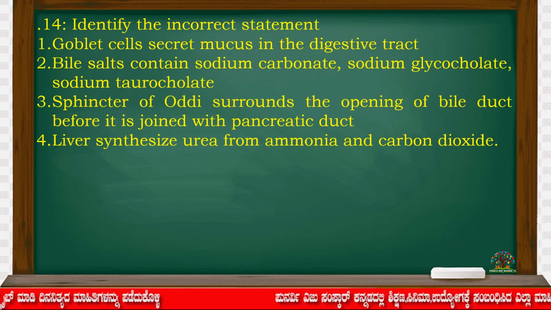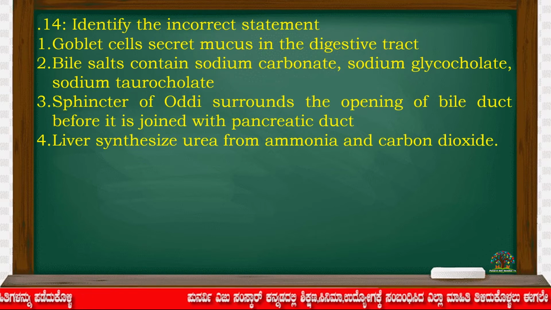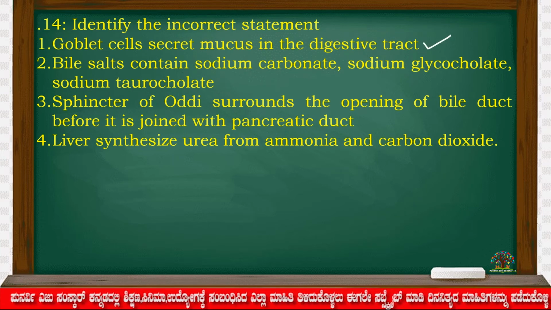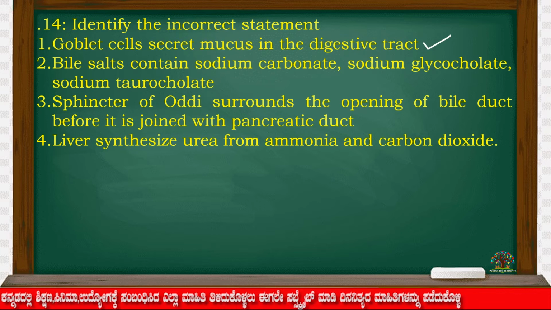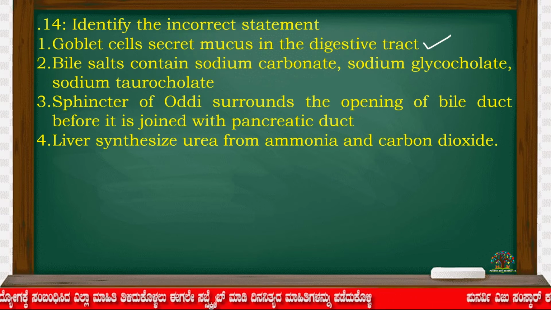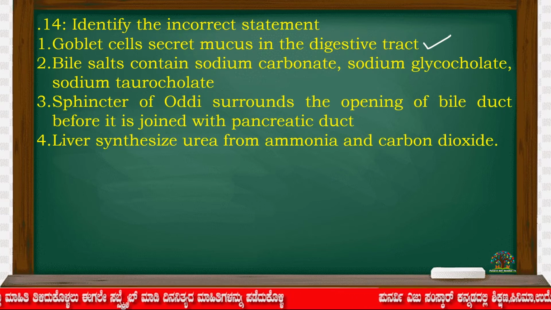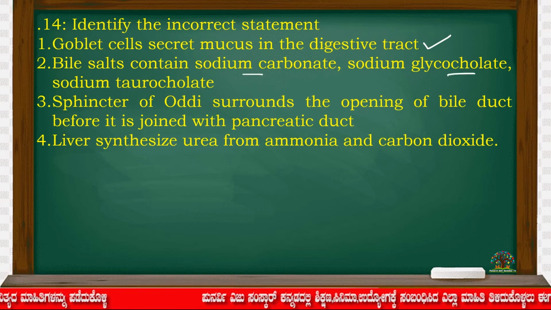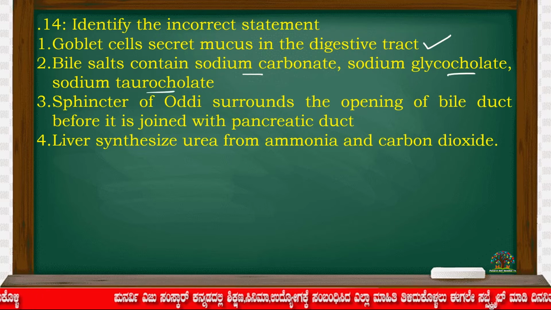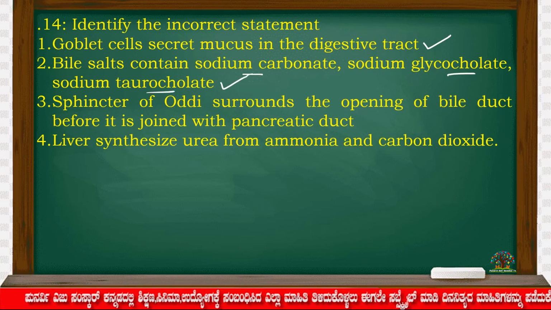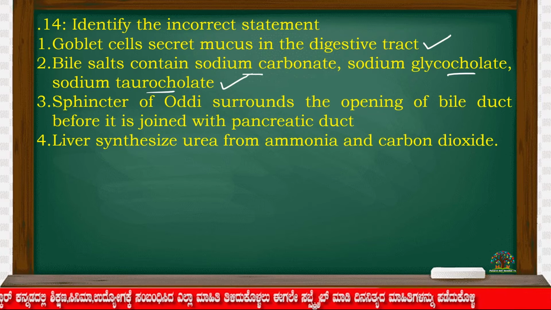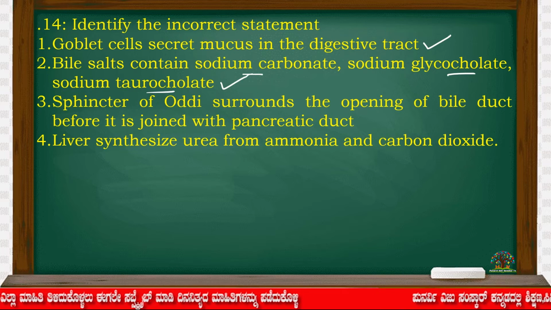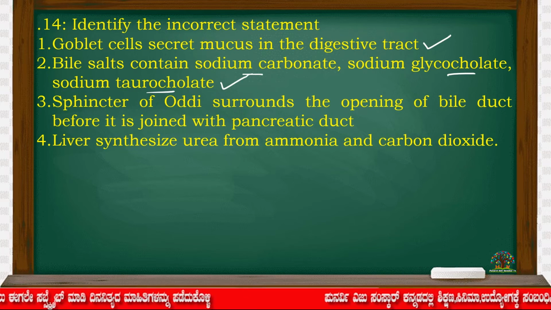First option, goblet cells secrete mucus in the digestive tract. Yes, goblet cells are the ones which secrete mucus that helps in preventing auto digestion in the stomach region. Second option, bile salts contain carbonates, glycolates and taurocholates. This is absolutely correct, which helps in the process of digestion. So these salts help in digesting some of the harder components.